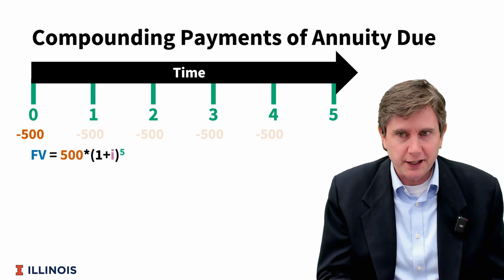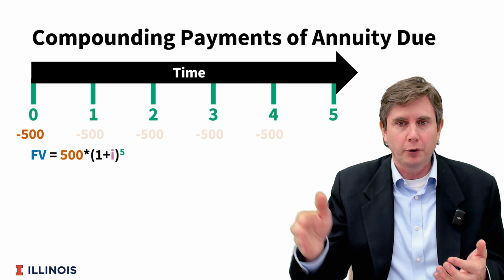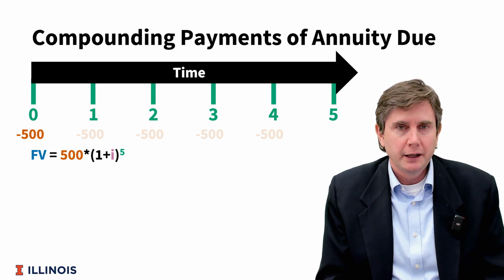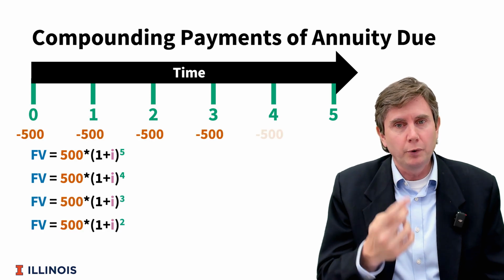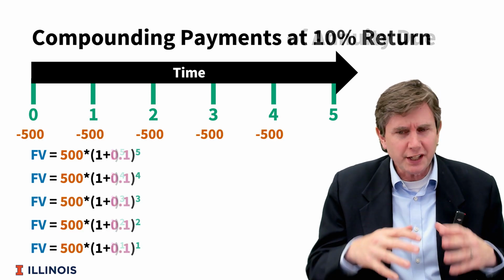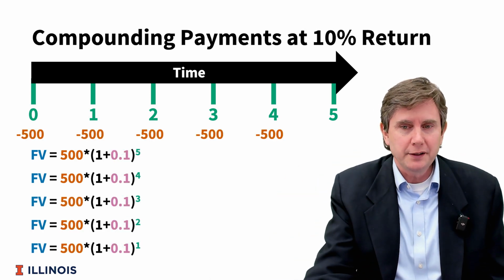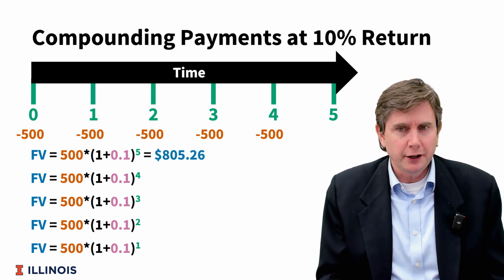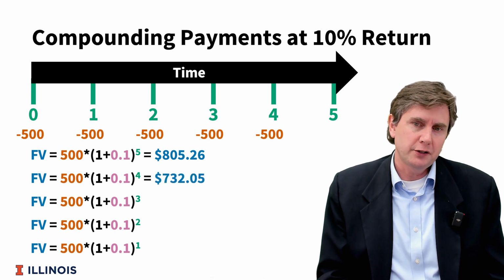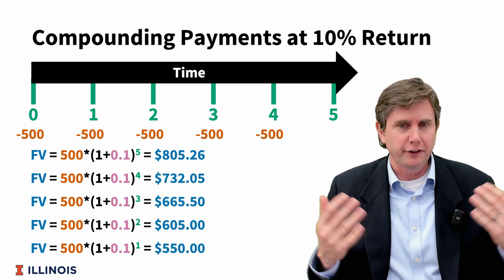Well, how many years does it have to compound? 1, 2, 3, 4, 5, right? We can count on our timeline. And the second payment only has 4 years to compound, and then 3, and then 2, and then 1 respectively. So if you take the sum of those payments, you're left with this. The future value of the first payment's $805, then we go $732, $665, $605, $550.